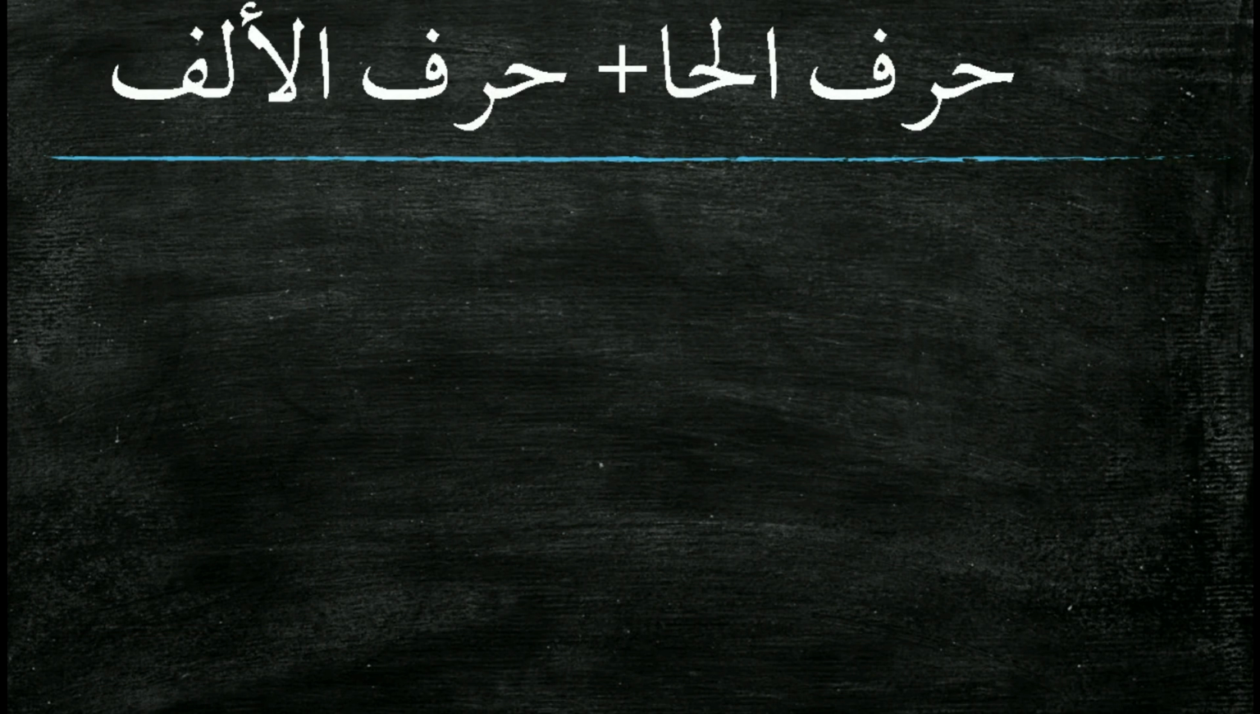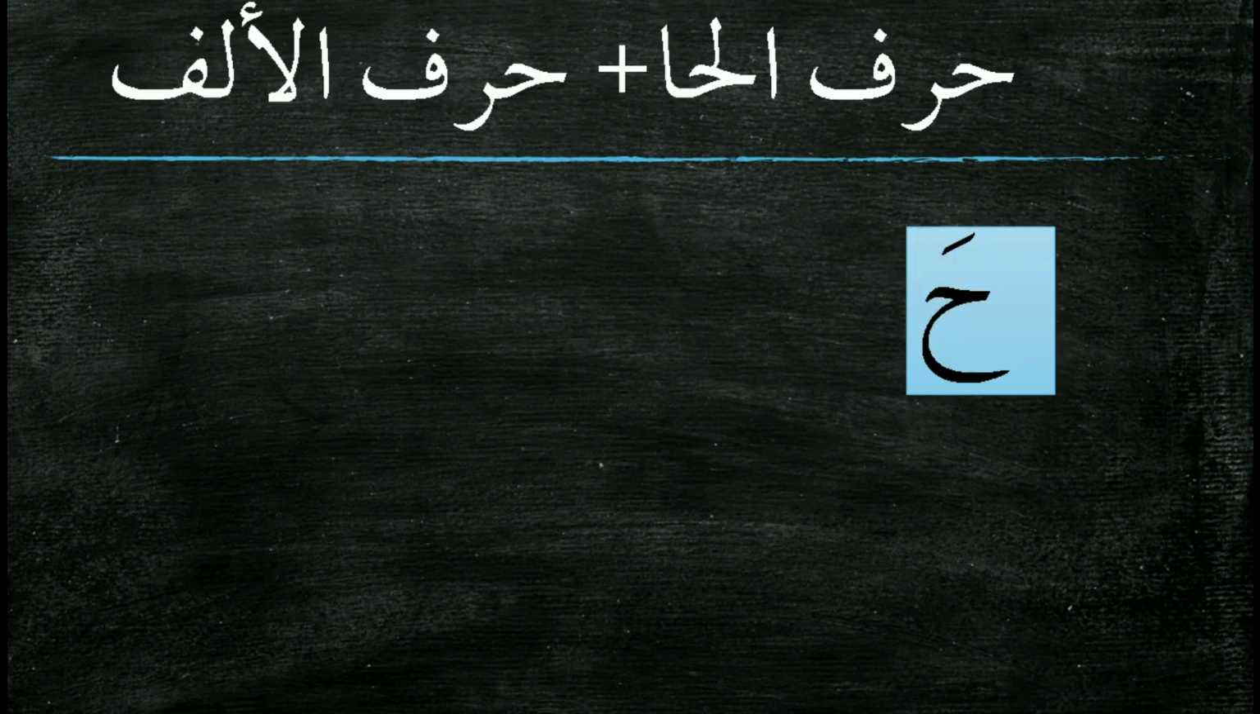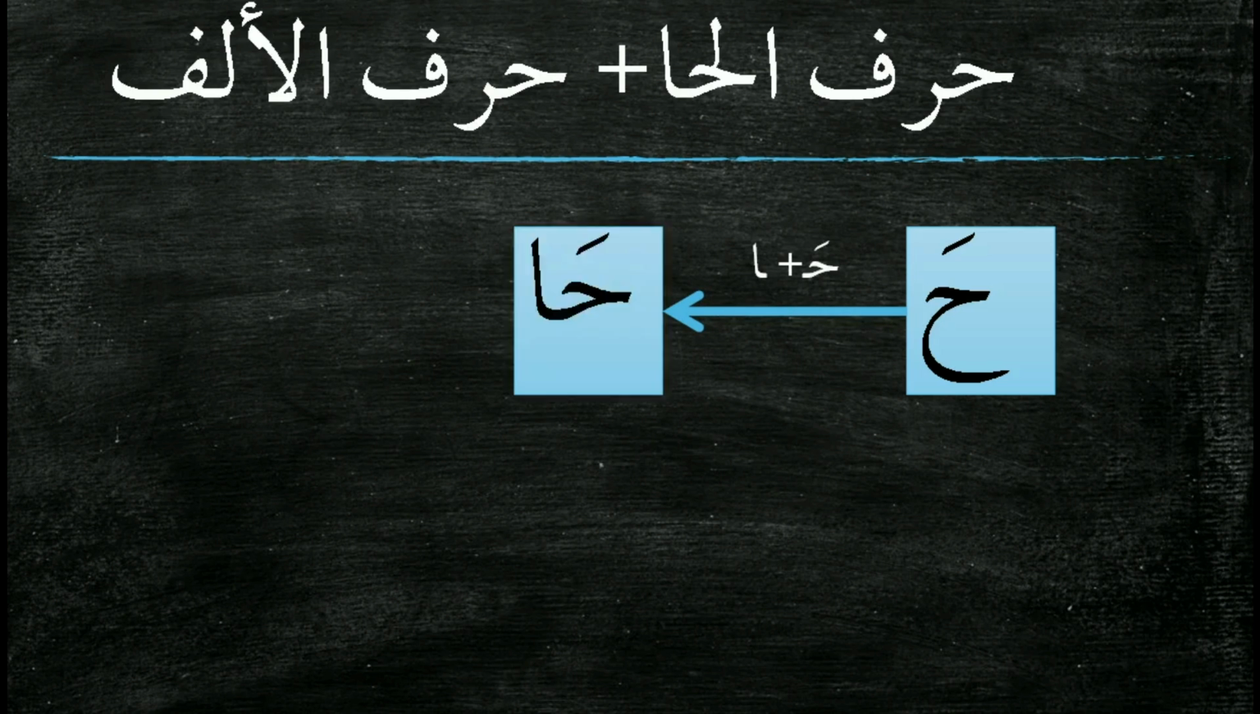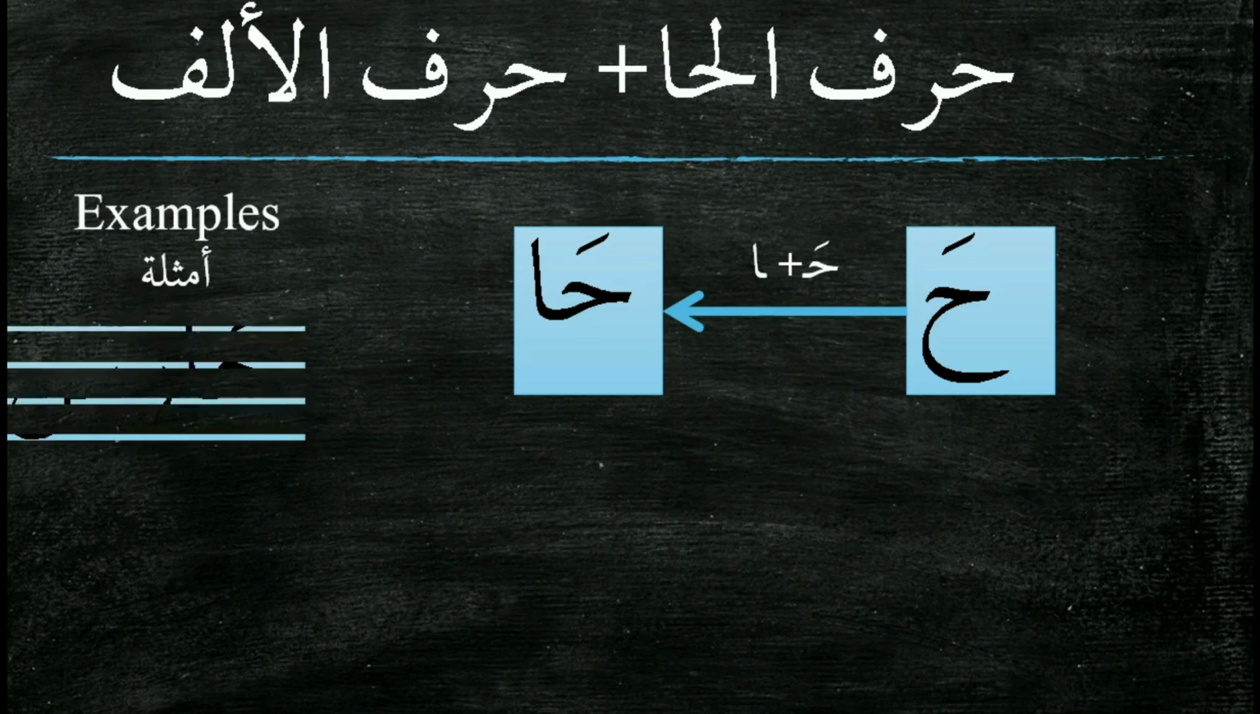حرف الحاء زائد حرف الألف. حاء has the same written characteristics as a jim, so we add an alif to it. Now I'm running quickly because ha and kha are written the same as jim. Ha plus alif is ha, ha. It takes the time of two counts. Ha, ha.